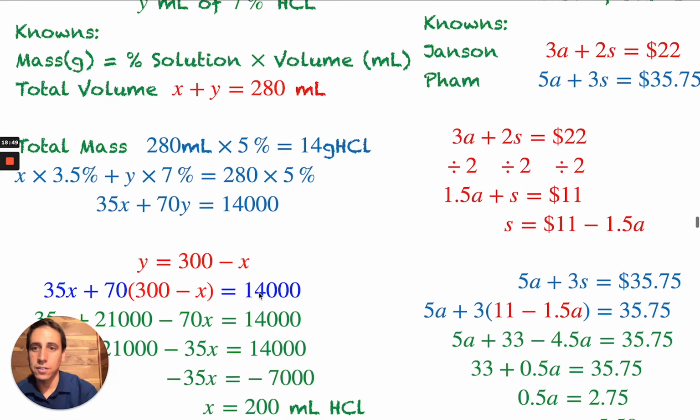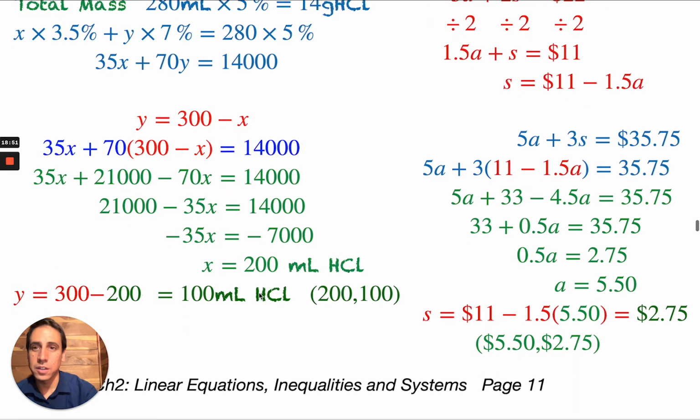I think it's easiest to solve the red equation to get y all by itself, and so I'm going to take that and plug it into the blue equation right here, as you can see. Then we distribute, then we combine like terms, subtract 2100, and then divide by negative 35 to undo the multiplication. And what you're left with is 200. X is going to equal 200.